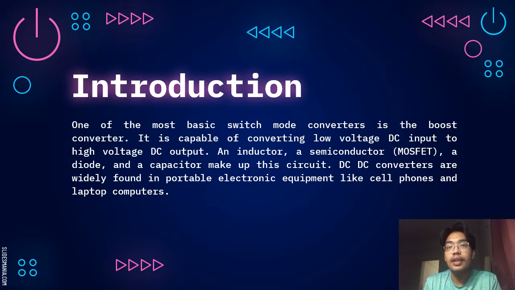Our mini project is the DC-DC boost converter circuit. For the introduction, one of the most basic switch mode converters is the boost converter. It is capable of converting low voltage DC input to high voltage DC output. We use an inductor, a semiconductor, a diode, and a capacitor for our circuit. DC-DC converters are widely found in portable electronic equipment like cell phones and laptop computers.